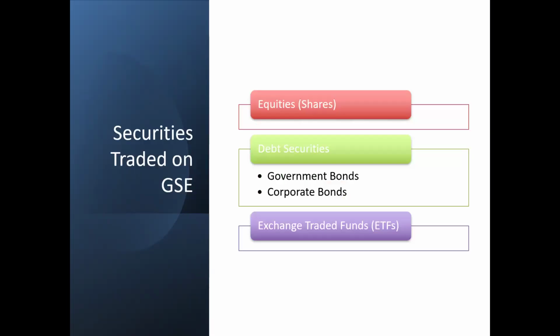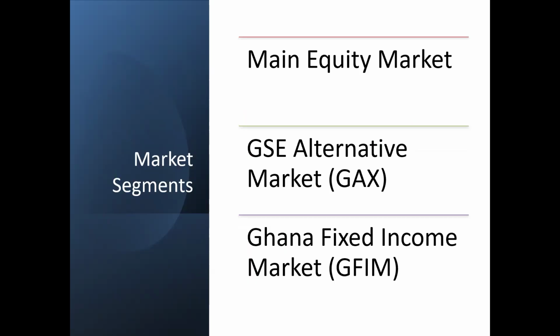Okay. And now, what are some of the things traded on the Ghana Stock Exchange? We know, of course, shares, equity, are traded there. We know of debt securities like government bonds, so treasury bills are traded there, treasury bonds are traded there, and corporate bonds are traded there. Then exchange traded funds, ETFs, are also traded on the Ghana Stock Exchange.